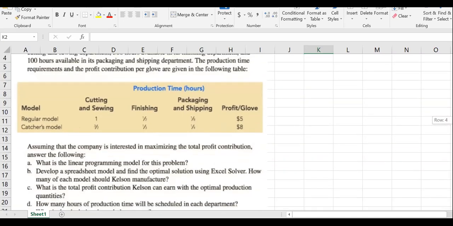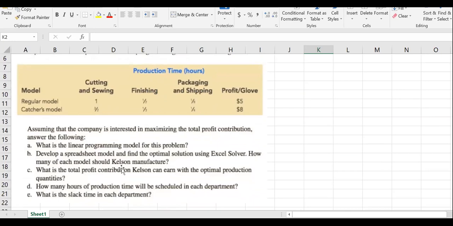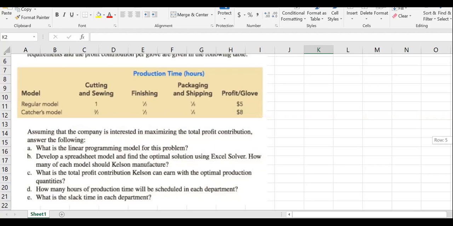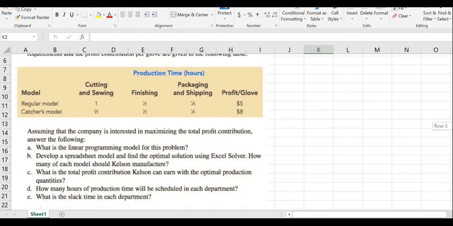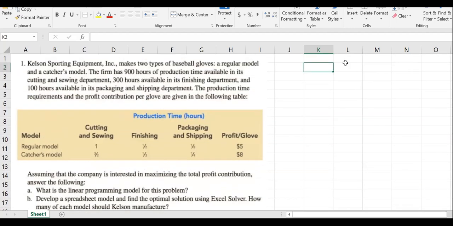And the rest of the question is about the details of the solution, like the decision variables, the optimal value of the objective function, the profit contribution, the left-hand side, the amount of production time that is used in each department, and if there's any slack time in each department. So the first one, what is the linear programming model? That actually asks for the mathematical formulation.